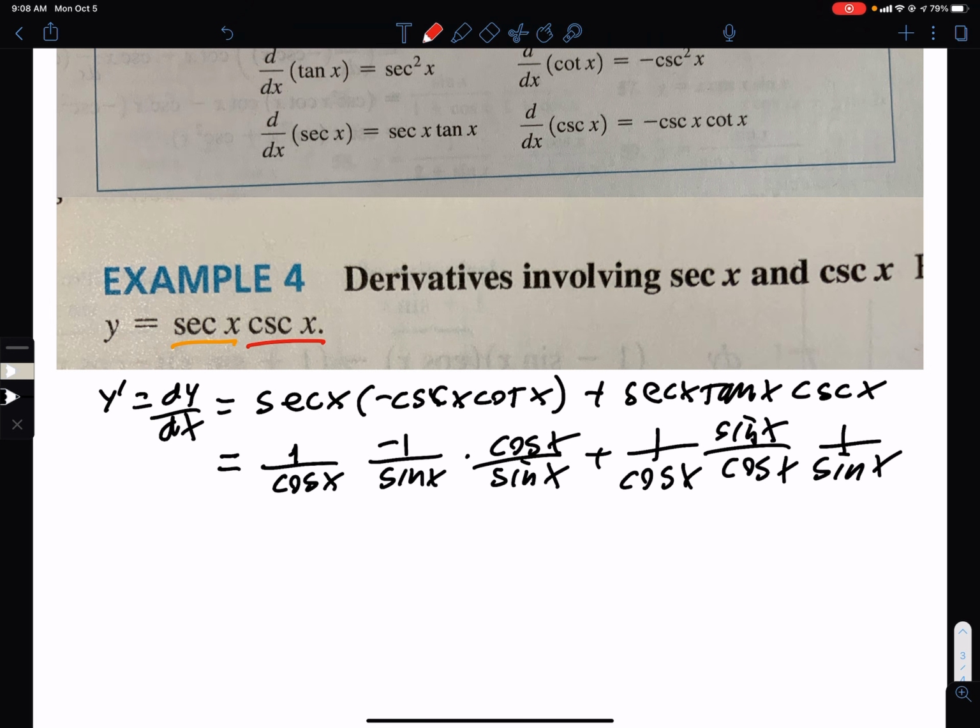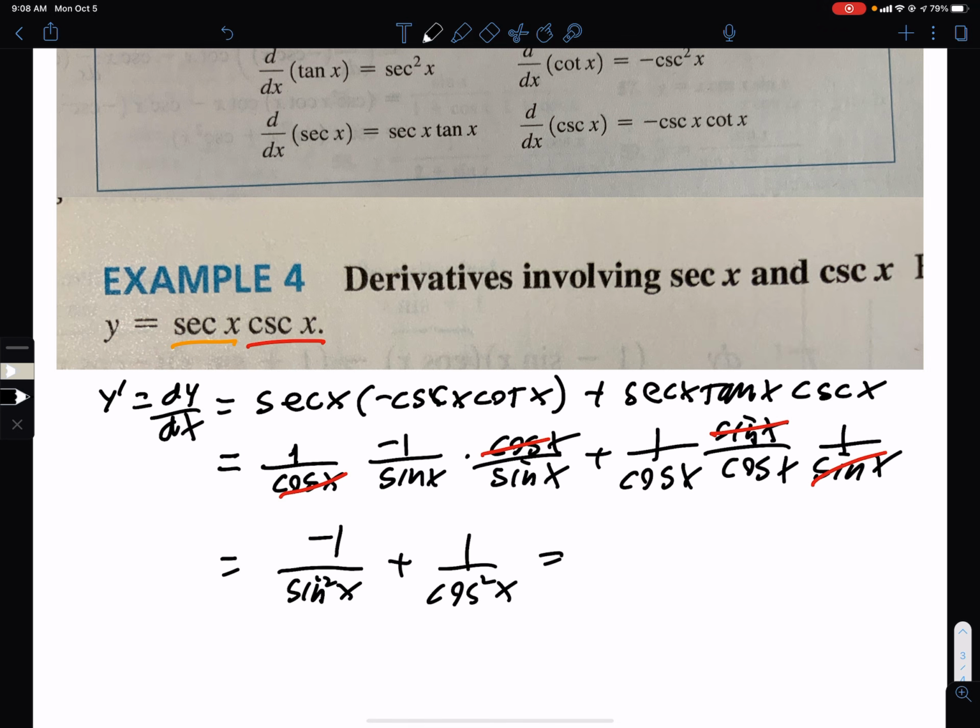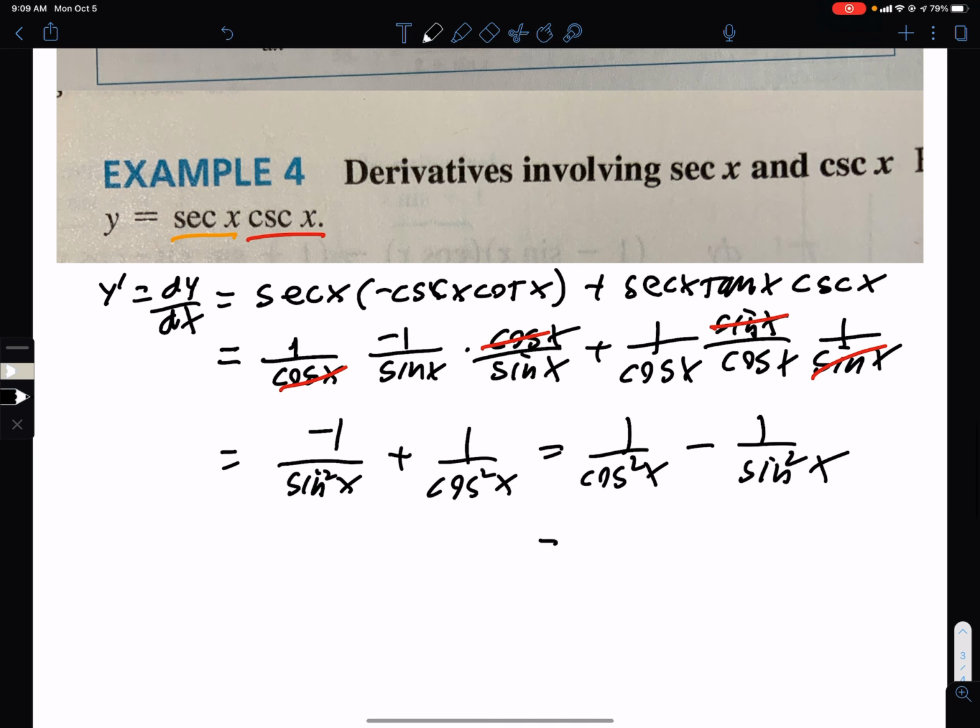You can try it. It might not help, but in this case, the cosines cancel here, and the sines cancel there, and it becomes prettier. Negative 1 over sine squared x plus 1 over cos squared x. And I like the positive one first, so I'm going to put cos squared first, and then sine squared second, and that is what I get. Now, if you don't like fractions and you want it even prettier, 1 over cosine is secant, and 1 over sine is cosecant. And so I think that's a prettier form.